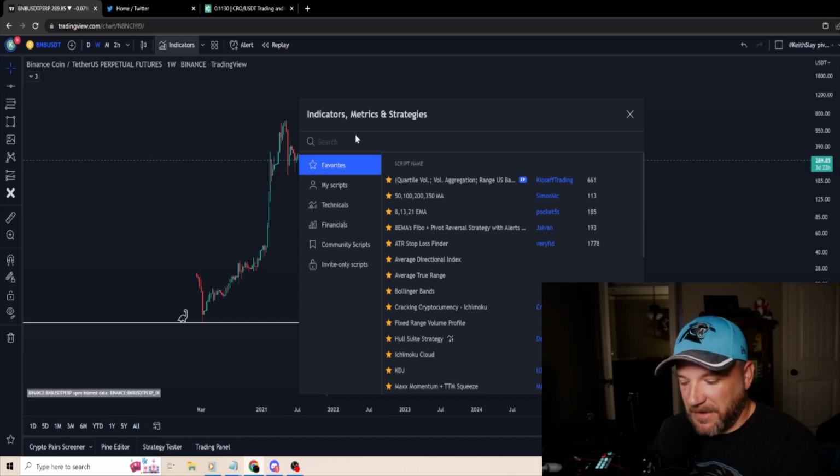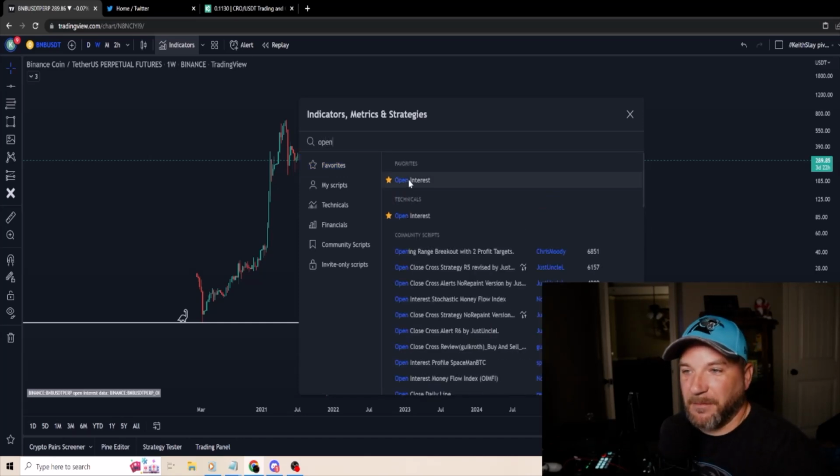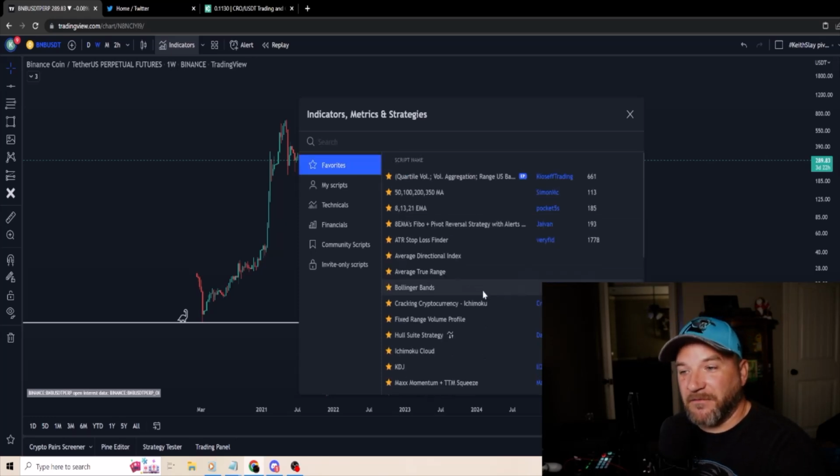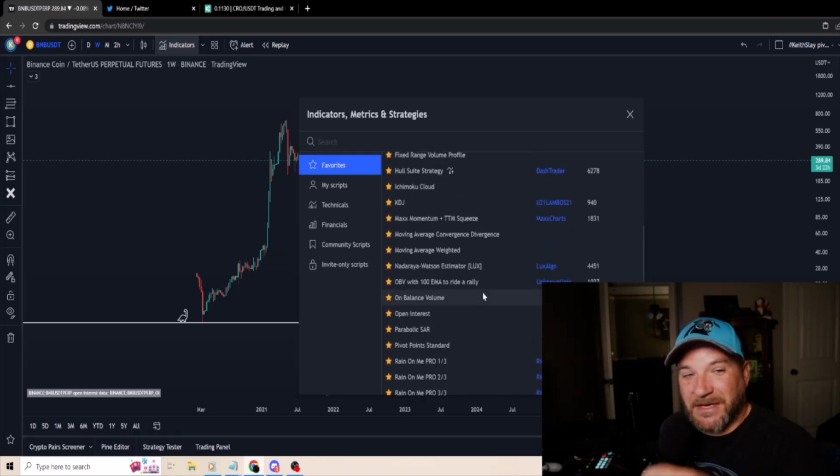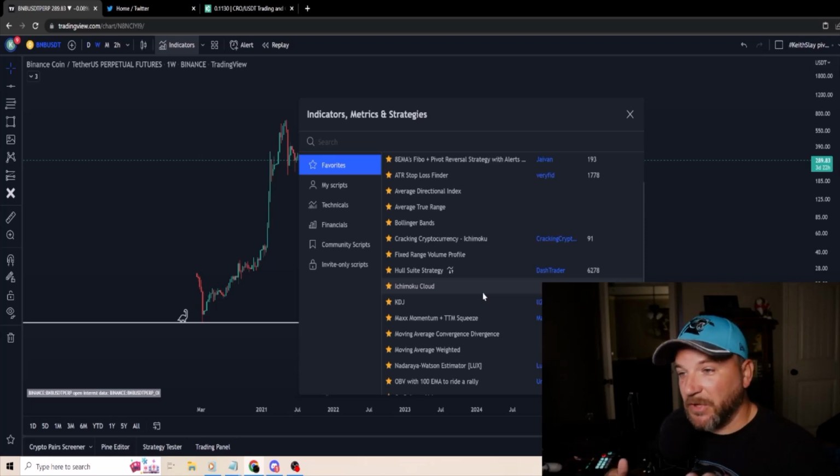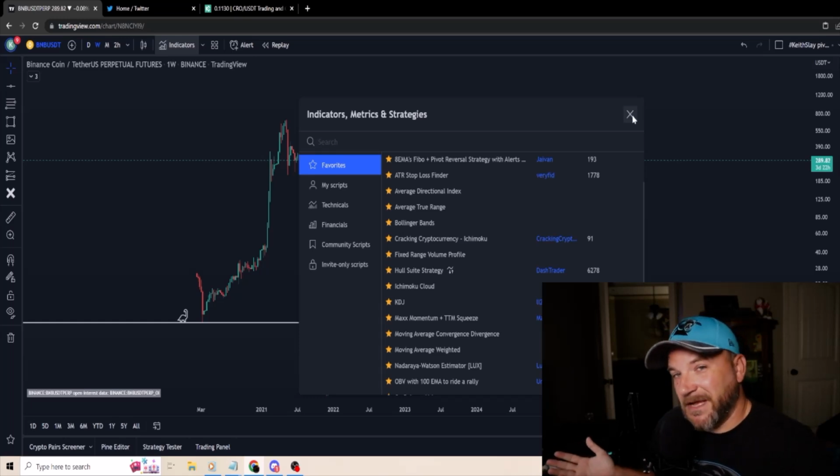Indicators, simply type in open interest, and right here at the top it is. I've already put a star beside mine. Right here is my favorites list. I have a whole bunch of them that I use at any given time. I'll change what I'm looking for, change what I'm doing, etc. What works for me may not necessarily work for you. Just giving you a helpful strategy to be on your way with.